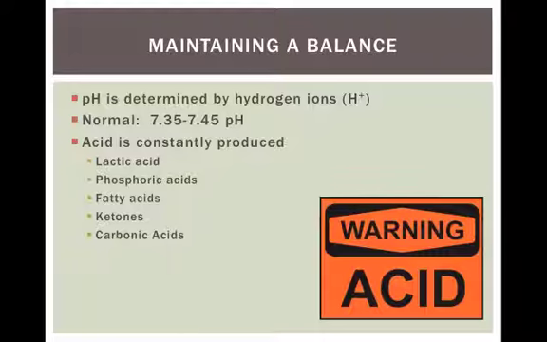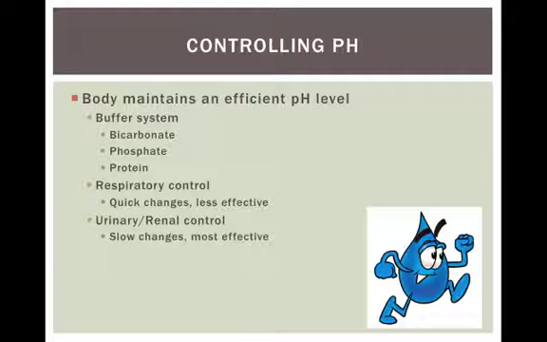You've got lactic acid from anaerobic fermentation, phosphoric acids coming from nucleic acid catabolism. If you are catabolizing fat, you've got fatty acids and ketones as a result of that. Or you've also got carbonic acids coming from carbon dioxide. So you have to have a way to manage those extra acids and keep yourself in that range. The body does this with three different systems. There's the buffer system, which includes bicarb, phosphate, and protein systems, and we'll go into details about each of those. Respiratory control and urinary or renal control. Like I said, we'll go into more detail about each of those as we go through the slides.